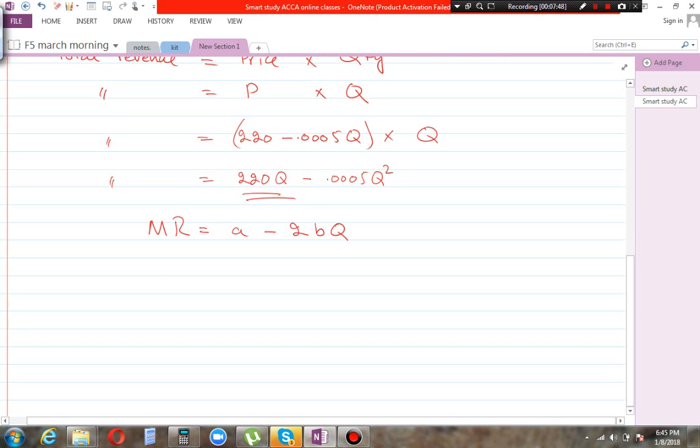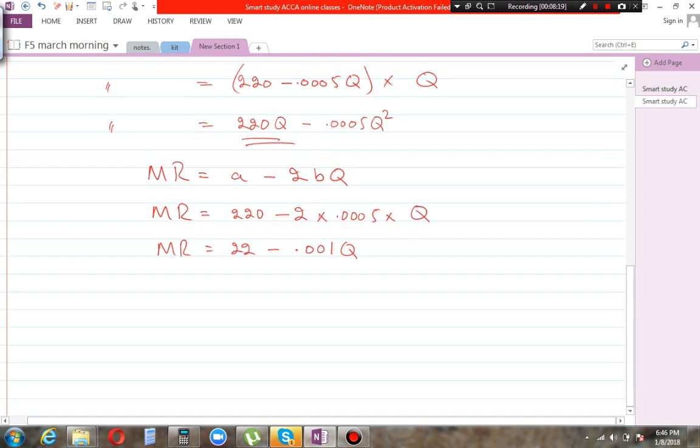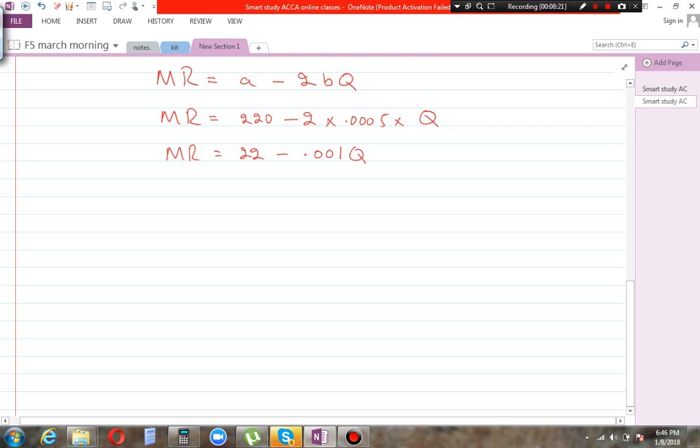If this is the case, then marginal revenue is equal to A, which is 220, minus 2 multiplied by B, which is 0.0005, multiplied by Q. And we can also say that marginal revenue is equal to 220 minus 0.001 Q, because 0.0005 multiplied by 2 gives you 0.001. Alright, so this is the formula for marginal revenue.